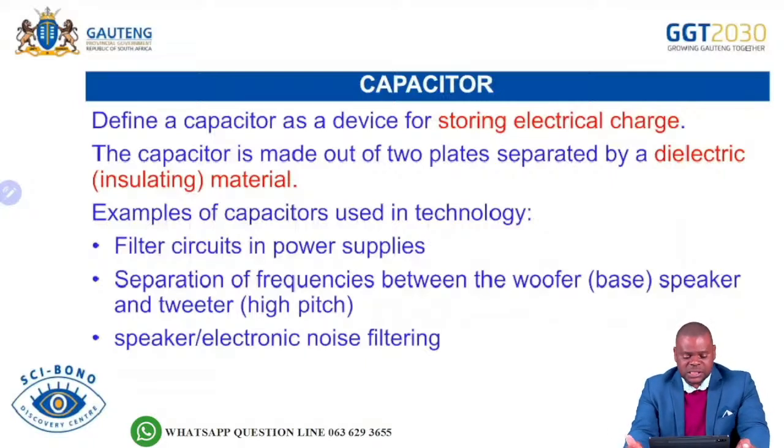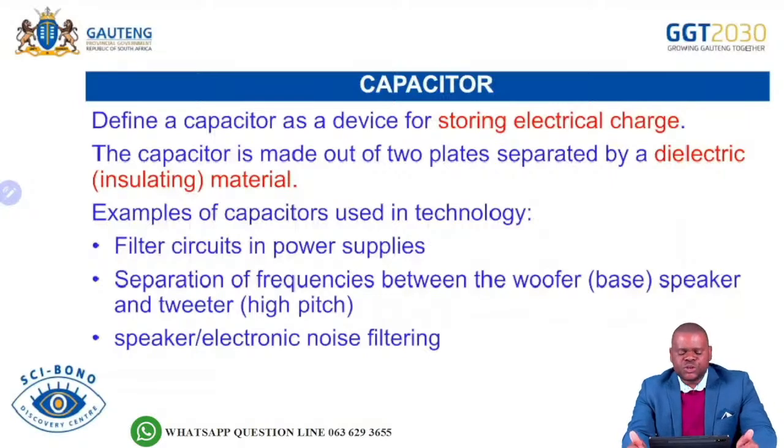And then because we have a capacitor, we'll be having capacitance. A capacitor is made out of 2 plates separated by a dielectric or insulating material. Insulating material can be anything. It can be air, it can be paper, it can be glass, it can be plastic. That means when we talk about dielectric, we're talking about what? Insulating material. Are we together, grade 12s?